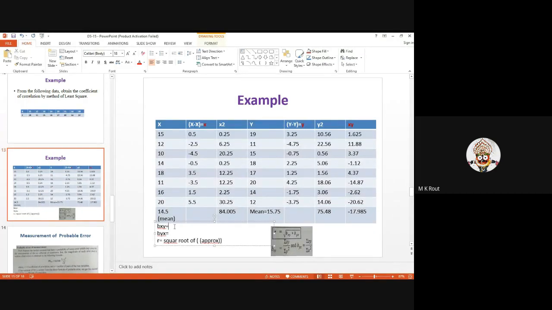What is the answer? That is minus 0.238. Similarly, if you calculate byx, that equals summation of xy divided by summation of x square. The summation of x square is given: 17.985 divided by 84.005. That equals 0.214. Is it clear?